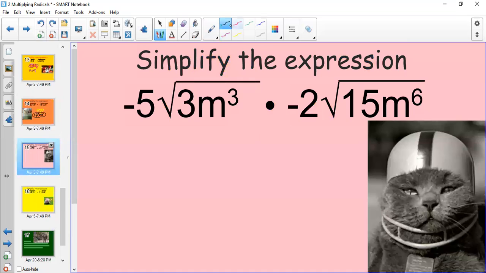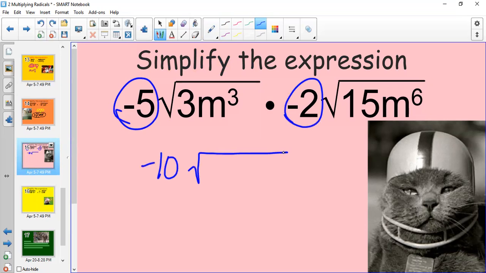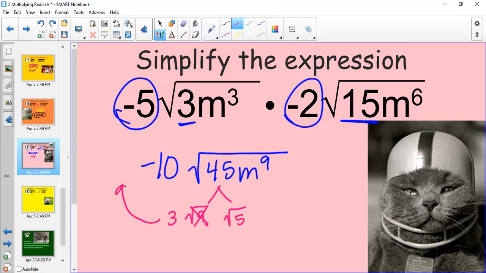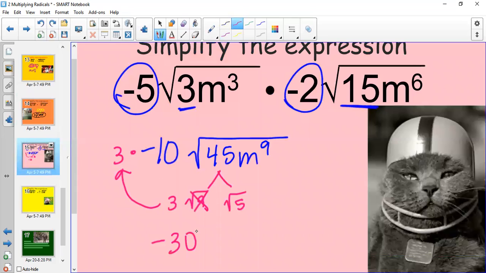All right, feel free to pause here if you want to try this one on your own and then check. We're going to do outside with outside, so -10. Inside with inside, so 3 times 15 would give us 45, and then m to the 9th. 45, the square root, we can break it up into 9 times 5. The square root of 9 is 3. That's going to go join our -10, and remember we multiply. So this would be -30, and we still have the square root of 5. And then don't forget, we still have m to the 9th.